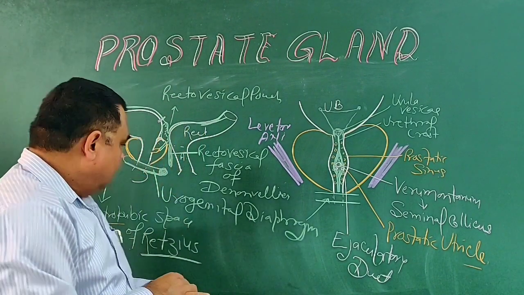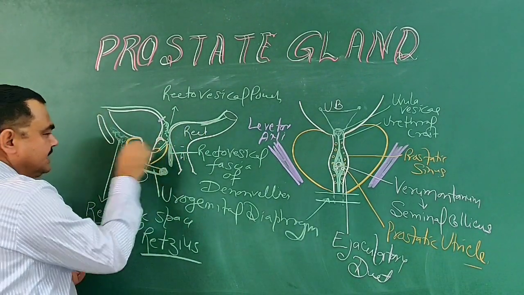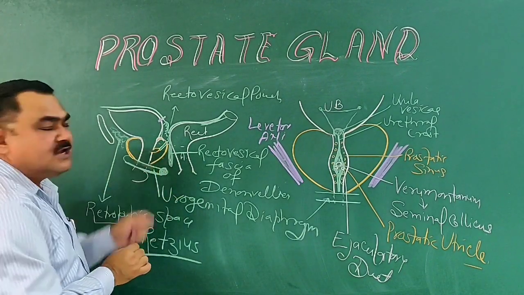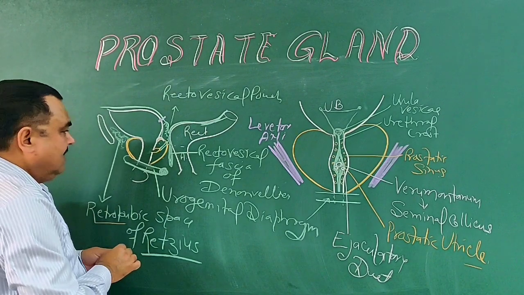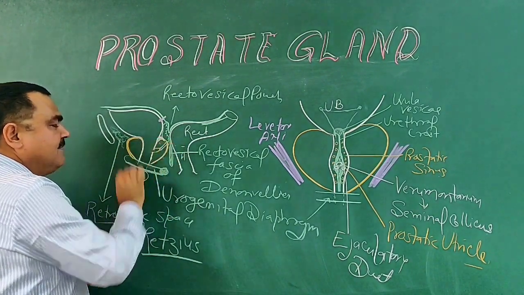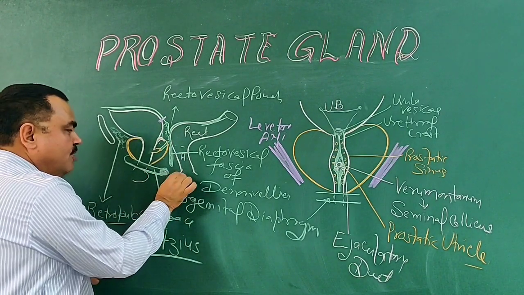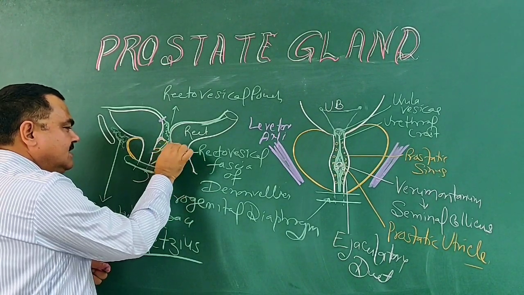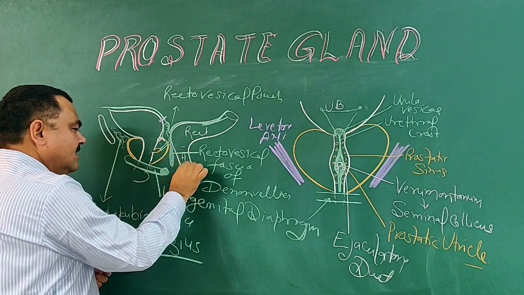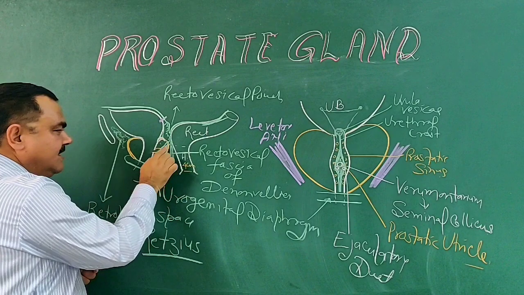And one important thing, this posterior surface is clinically important for the examination of the prostate. Per rectally, this posterior part is examined. From the inner opening, its distance is about 4 centimeters, so per rectally it can be examined.